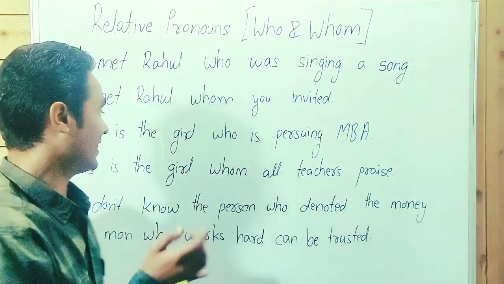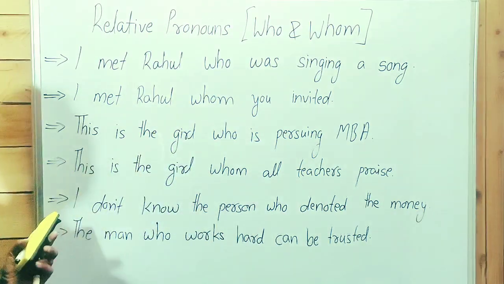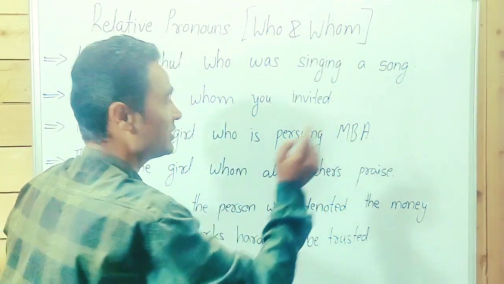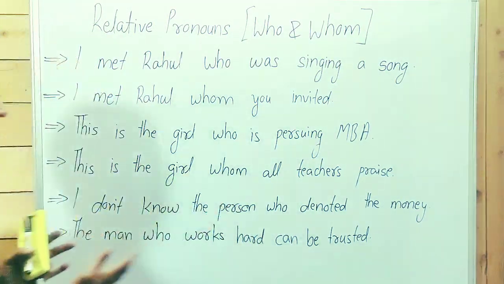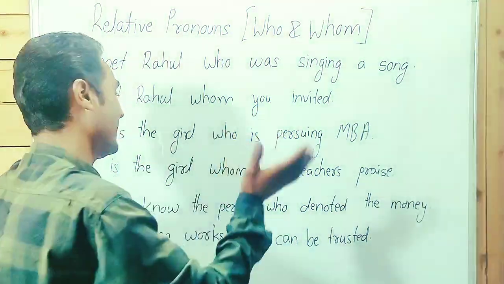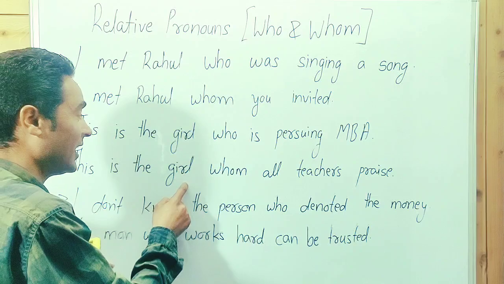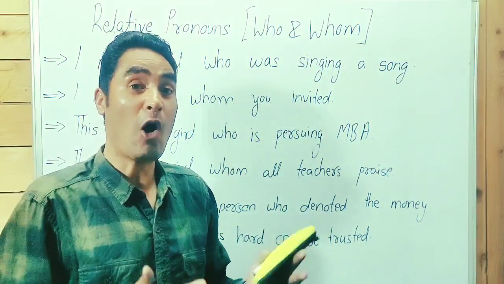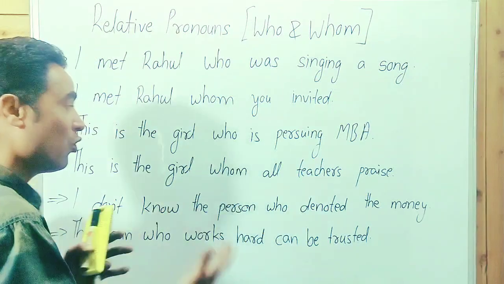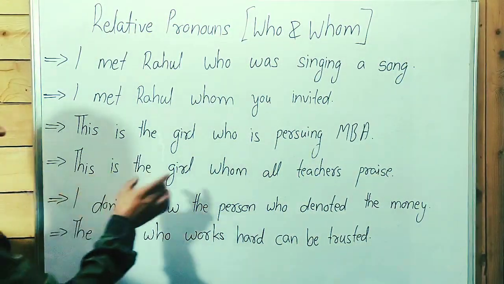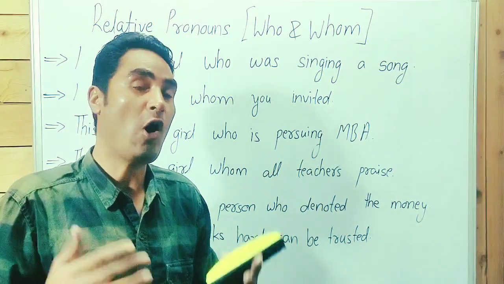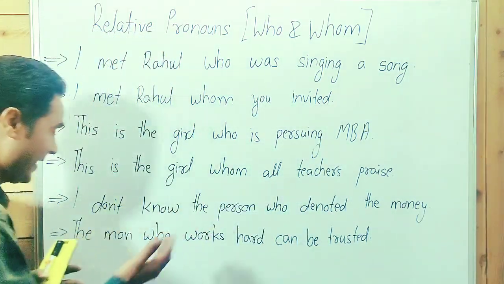Who is a relative pronoun. Girl is an antecedent, a noun. "Who is pursuing MBA" is an adjective clause, a relative clause. This is the girl whom all teachers praise. That is the boy whom all teachers praise.